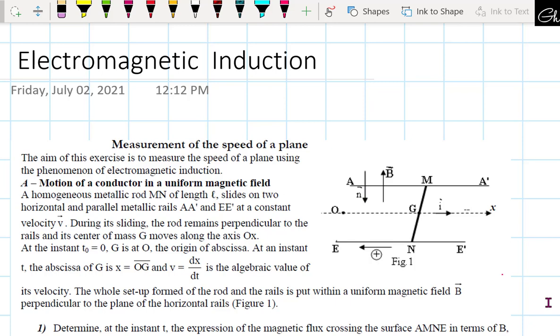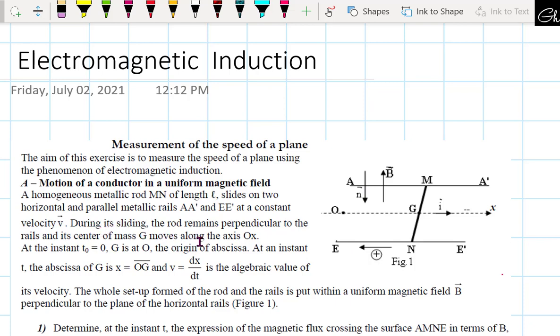As you can see here, we have a conductor MN. It's just moving along the positive x-axis to the right side. This is the origin O, and this is the positive x-axis. They said that the length of this rod is L, and it slides on two horizontal and parallel metallic rails AA prime and EE prime. The speed is constant. Its velocity is v vector.